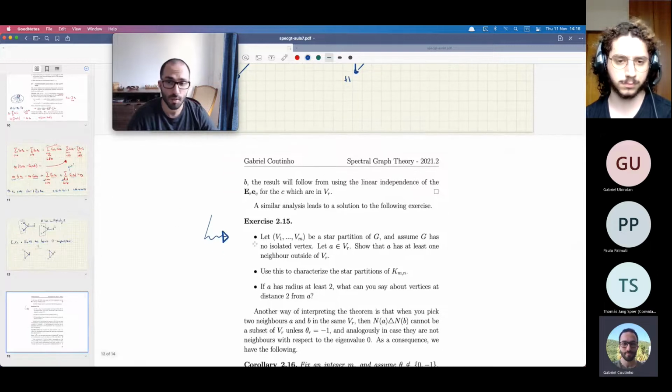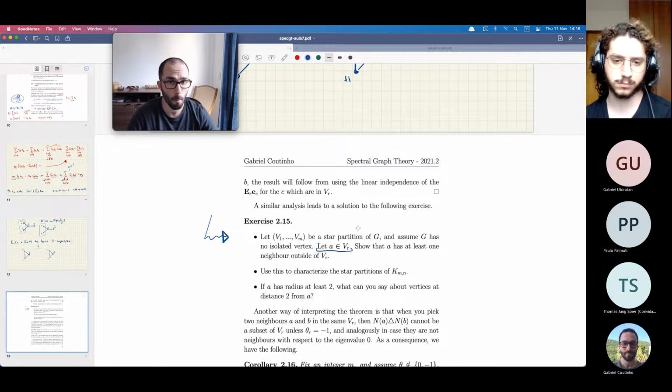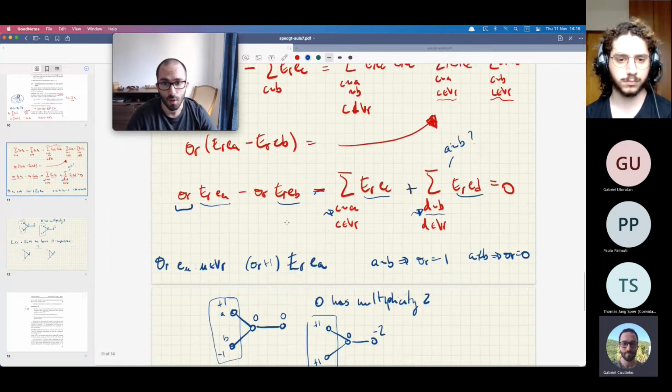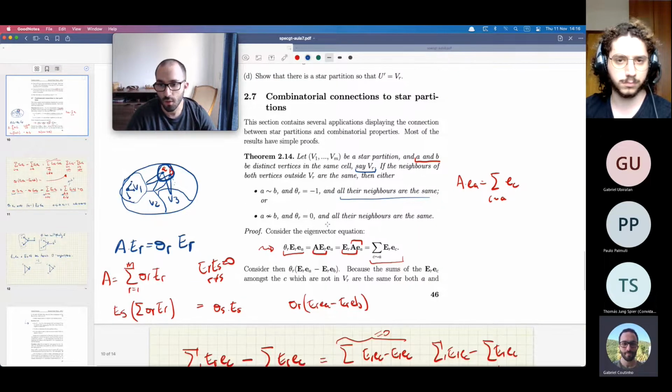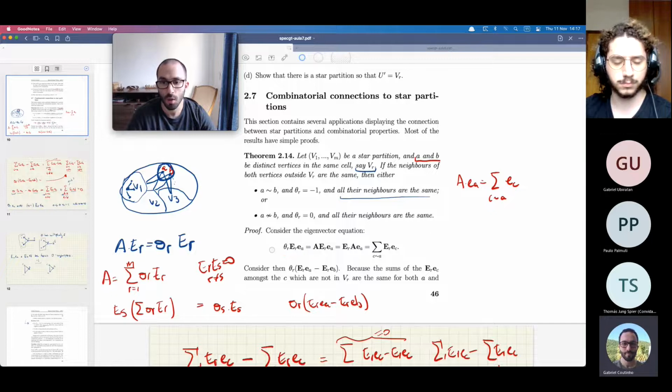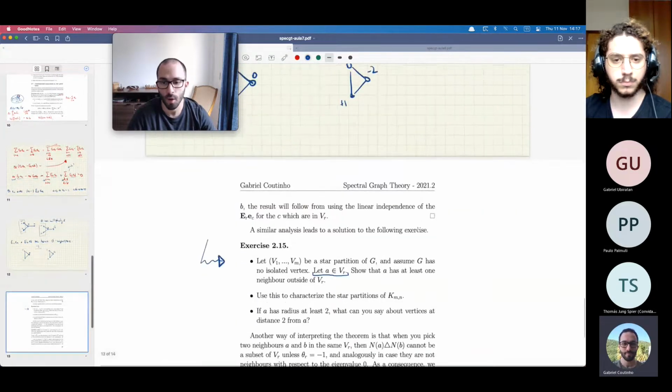This exercise is also quite nice. It says that if a graph has no isolated vertex and there is a vertex in one of these cells, then it must have at least one neighbor outside of the cell. Meaning if you look at the drawing, it cannot be that there is a vertex here and its neighbors are all in here. It must have a neighbor at least outside of it. And it's an immediate consequence of this equation. So truly, if you understood this equation, you're going to get that quite easily.